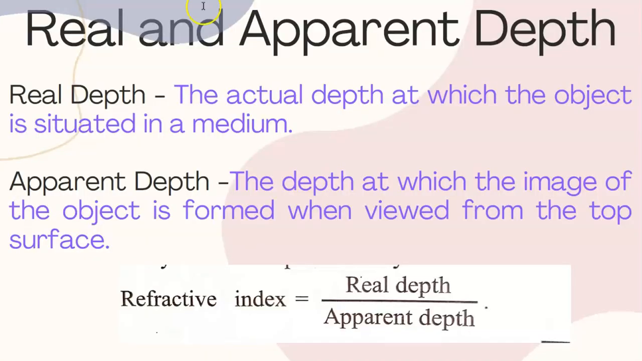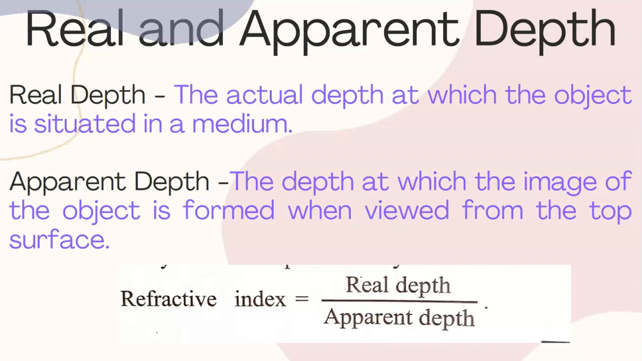The next topic that we are going to talk about is apparent depth and real depth. Now, when we talk about depth, remember we are looking from the top of the surface. There is a huge difference between depth and height. Height is always measured from the ground level upwards, while depth is measured from the free surface downwards towards the ground.